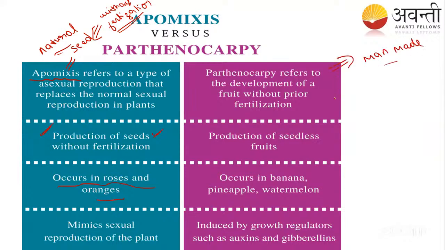So what is happening here? The fruit will develop without fertilization. The fruit is going to be developed without fertilization. So how are we going to do it? Here we are going to apply to the flower.